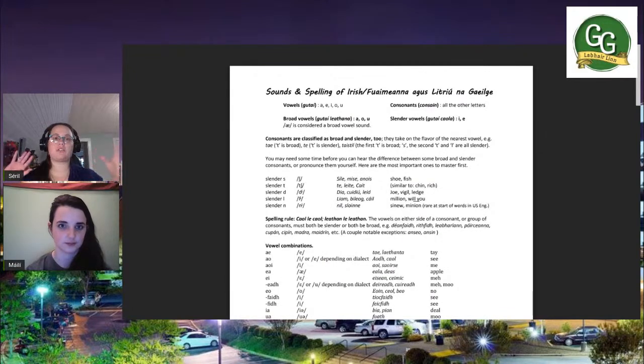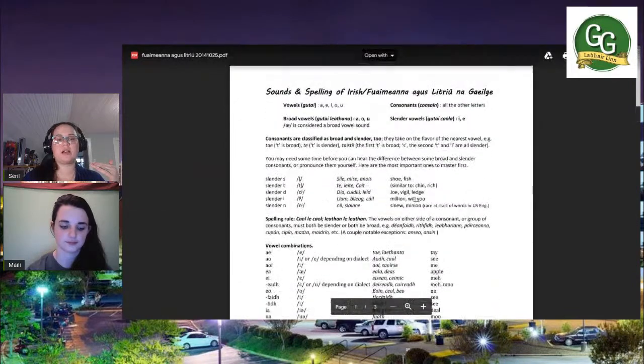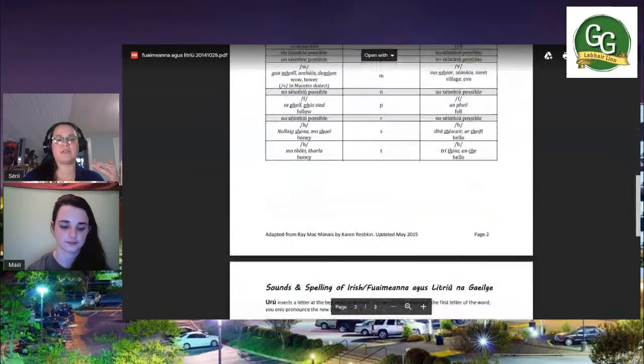Now you're going to have to remember the distinction between broad vowels and slender vowels. Broad vowels are A, O, and U. Just think that your mouth gets wider or rounder, or the sound is more round or wide in your mouth. Slender vowels are the I and the E. When we go through this handout, she's really great. Let me scroll to the bottom and give you her name.